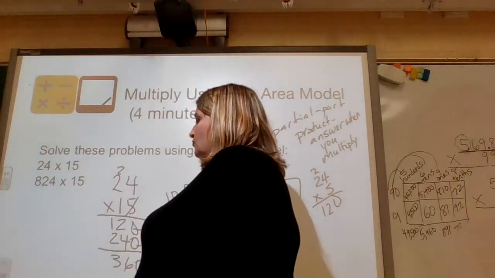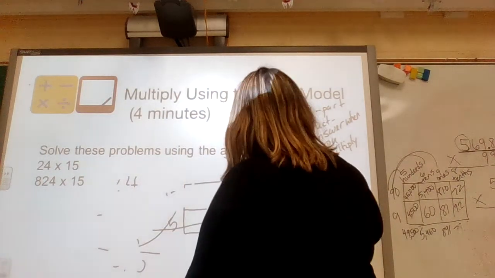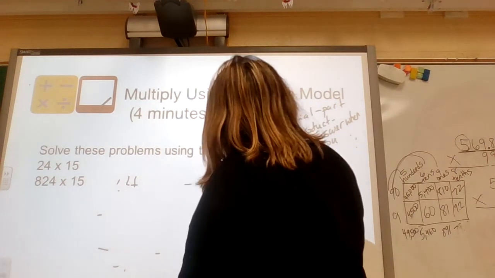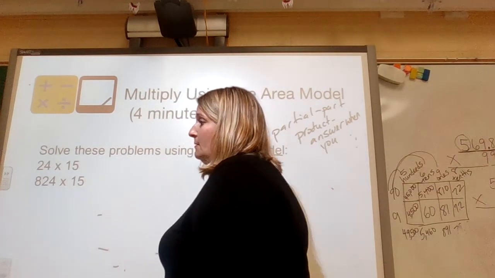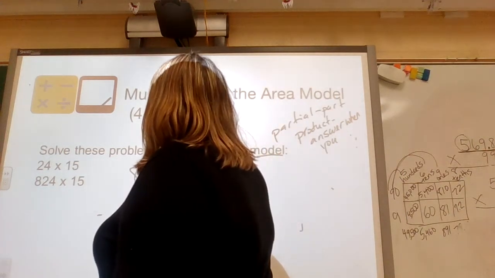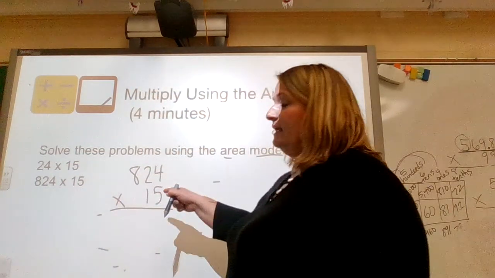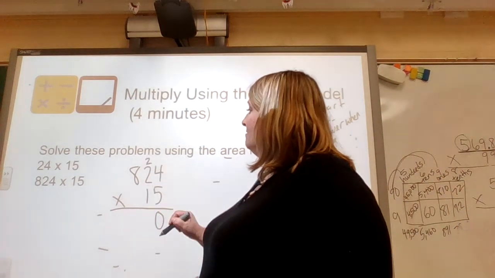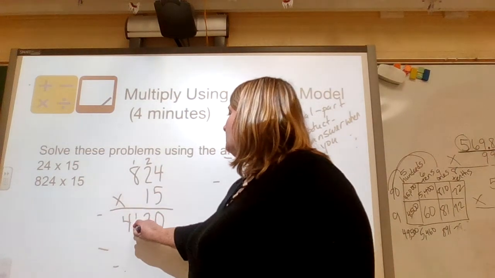Okay, then we have 824 times 15. So I'm going to go and erase this. So I have a 3-digit number this time multiplied by a 2-digit number. So I have 824 times 15. And we can go ahead and start with traditional algorithm. I have 5 times 4 is 20. 5 times 2 is 10, plus 2 is 12. I have 8 times 5 is 40, plus 1 is 41.